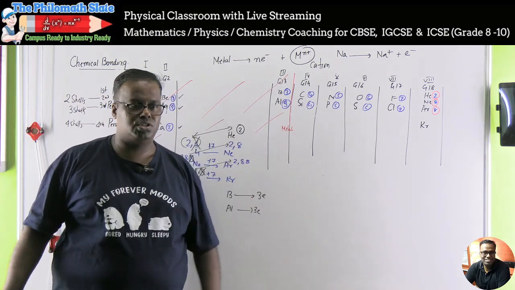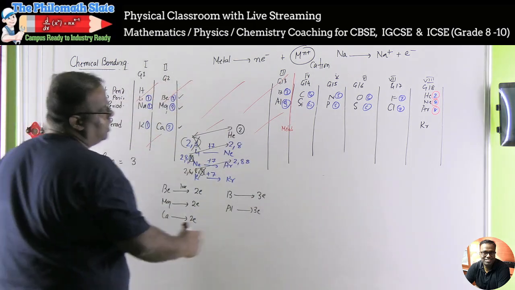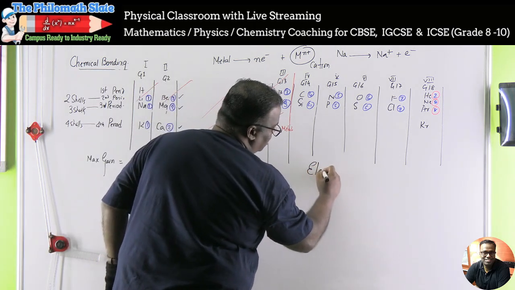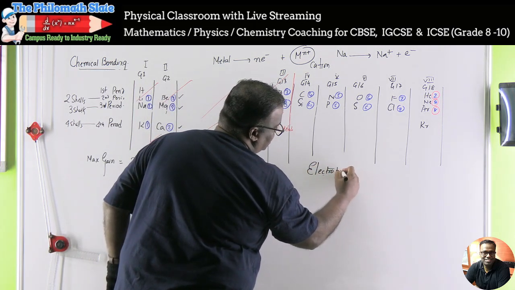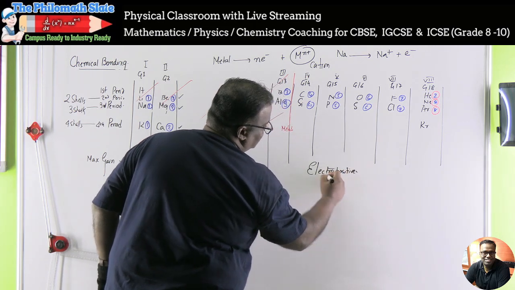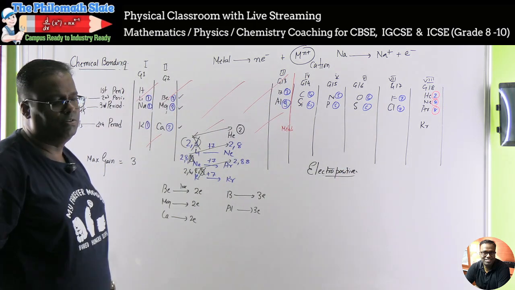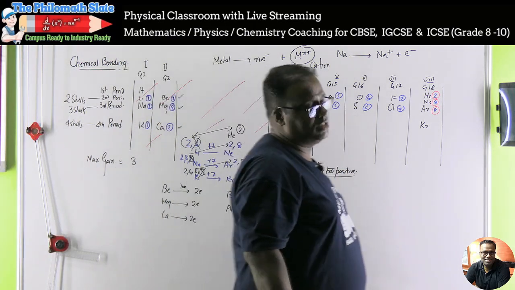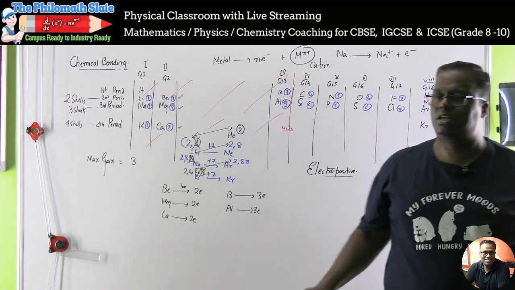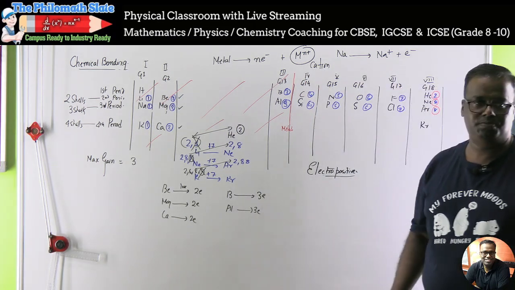Metals are donors. So these atoms, we will say, are electropositive in nature. They are electropositive valencies. Their valencies are electropositive, meaning they form ions which will be positive in nature. Is that clear? Have you understood?